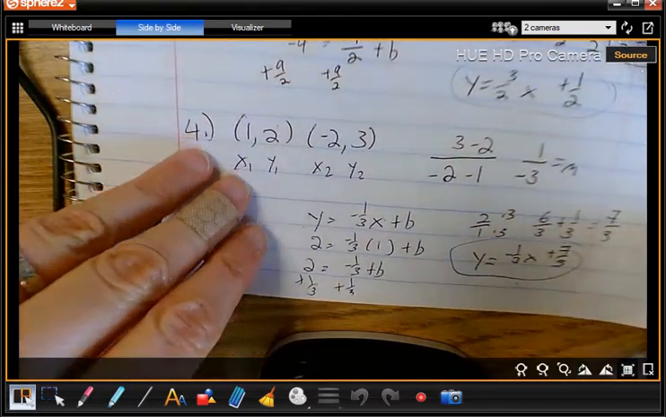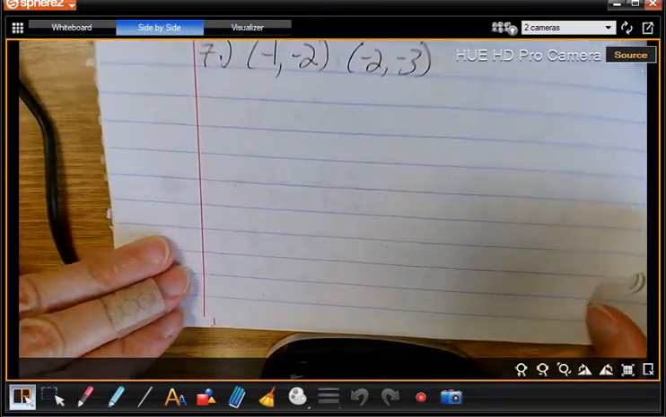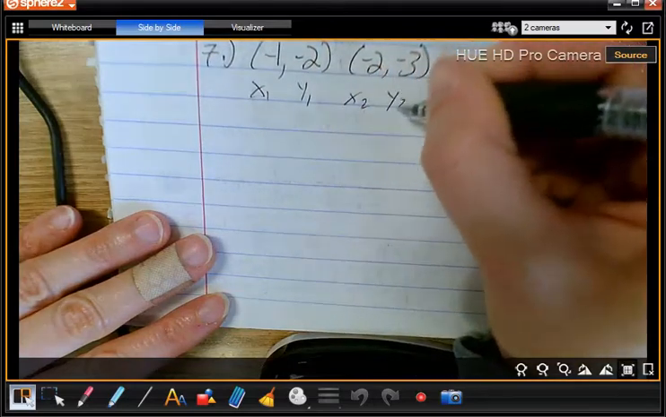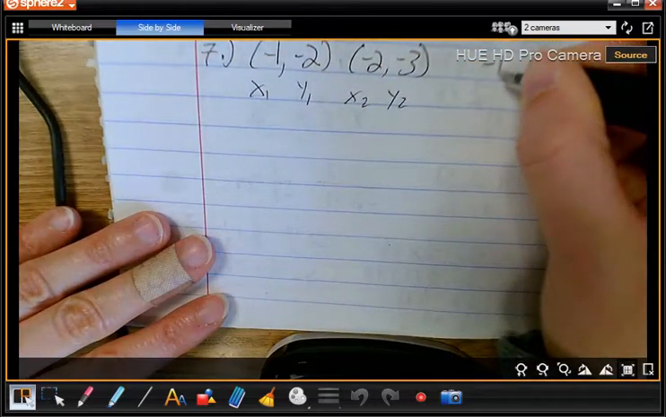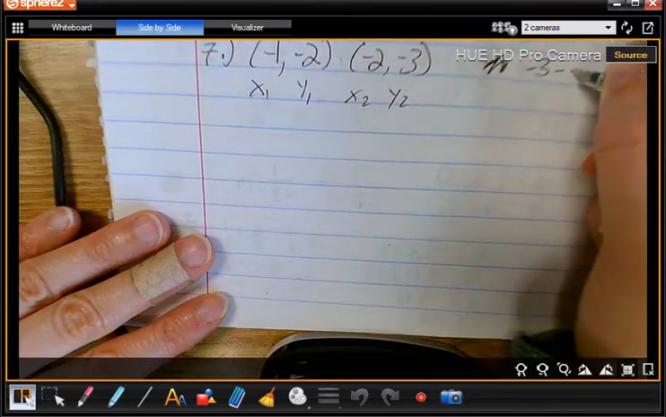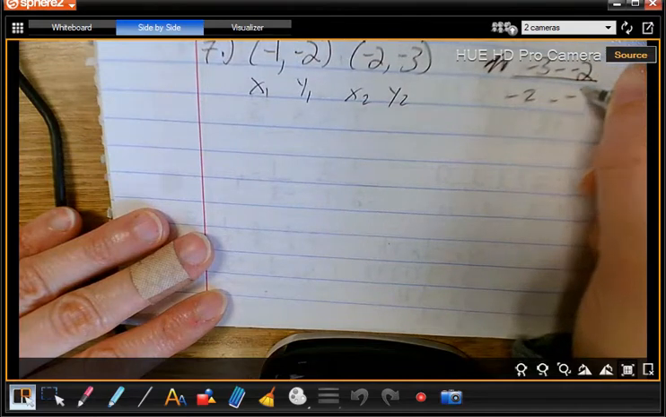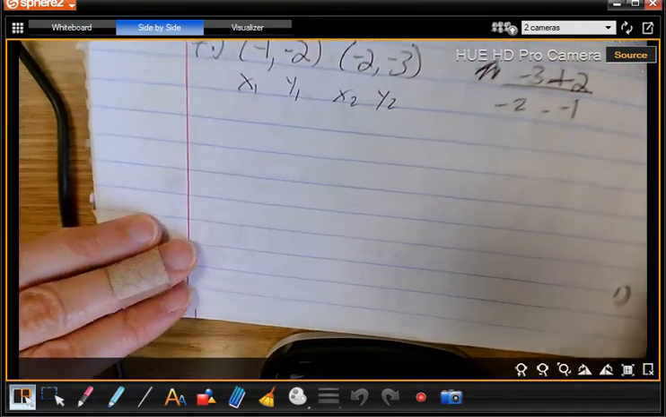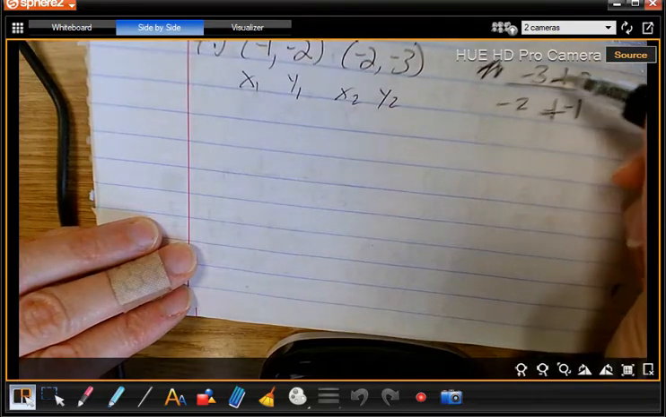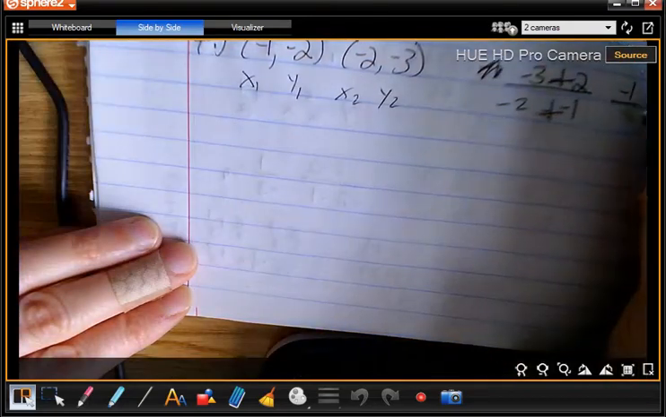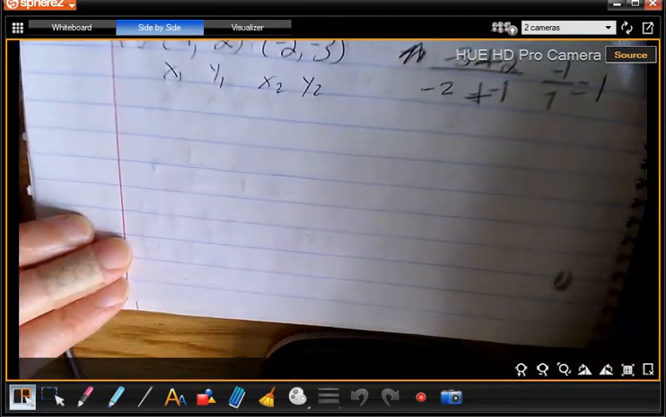Okay. Let's try one more. All right, let's look at this one. We've got x1, y1, x2, y2. Negative 1, negative 3 minus negative 2 over negative 2 minus a negative 1. This becomes positive. This becomes positive. Negative 3 plus 2 is negative 1. Negative 2 plus 1 gives us negative 1, which just gives us 1 as our answer.